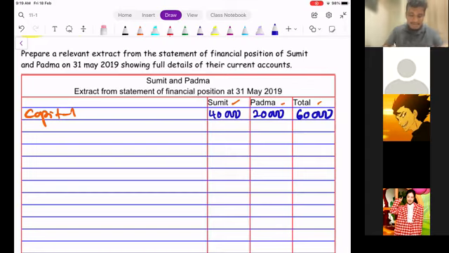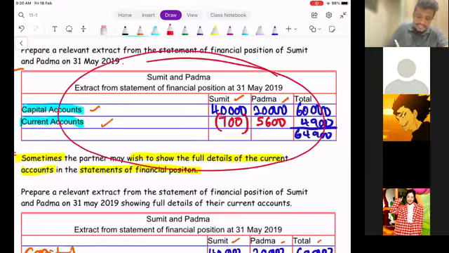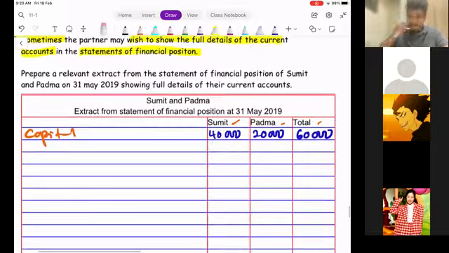The problem here is that in the normal way, we just put the balance of the current account. But in a detailed way, sometimes the question will ask you to do the detailed one. For the detailed one, you need to write the detail of the current account. You need to calculate the current account inside here.